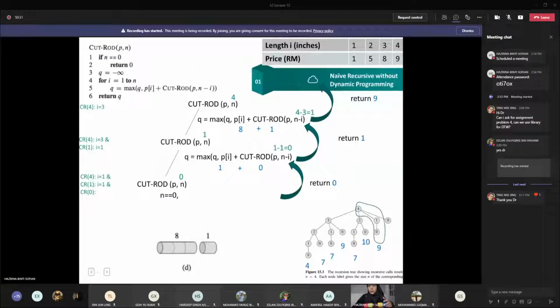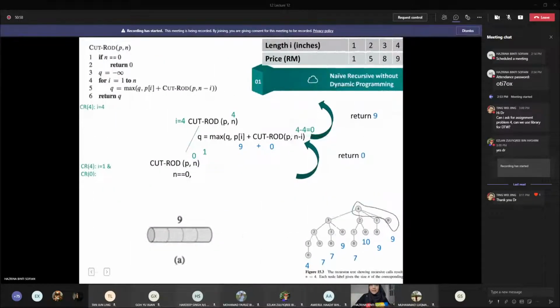And the last two scenarios: our first cut is 3. So our second cut, no choice, only one way. So this one will return 1 ringgit. 3 is 8. So 1 plus 8 is equivalent to 9. So if you cut this, then you can get 9 ringgit. And last is we don't cut at all. So when we don't cut at all, our price is 9 ringgit.